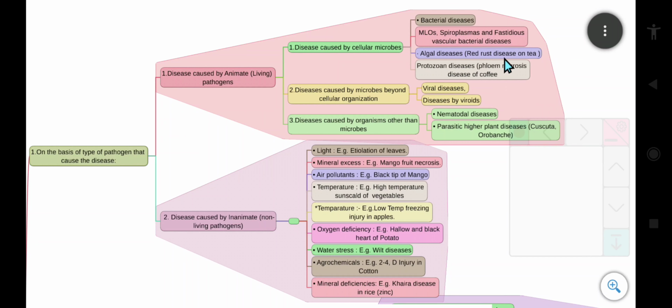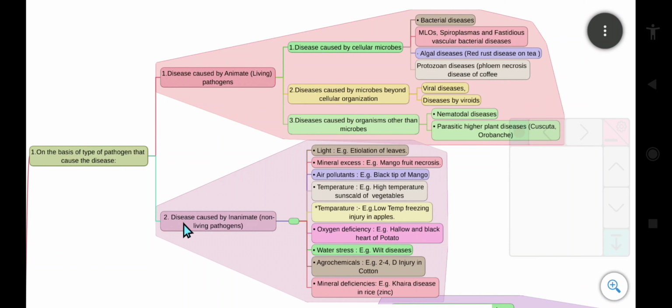Example is red rust disease on tea. And the last one is protozoan diseases. The example of this is phloem necrosis disease of coffee. It occurs in cellular microbes. And second one is disease caused by microbes beyond cellular organization. In this, the viral diseases and diseases by viroids. And the third one is diseases caused by organisms other than microbes. In this, the nematodal diseases and parasitic higher plant diseases take place. The example of this is Cuscuta and Orobanche.